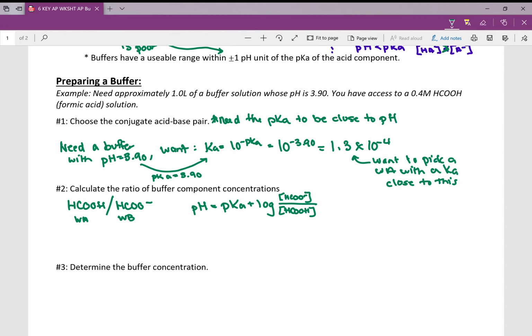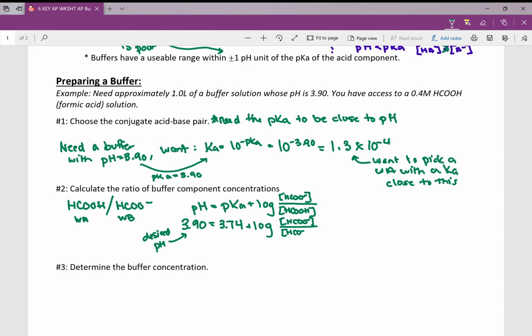So then the second step, once you pick which weak acid, weak base you're going to work with, we are going to calculate the ratio of the buffer component concentrations. So the pH is our desired pH. So again, we're trying to create a buffer with a pH of 3.9. Then we're going to plug in the pKa of formic acid, which you would be either given the pKa or the Ka, which I'm giving you here, is 3.74. And then we're going to solve for the ratio.